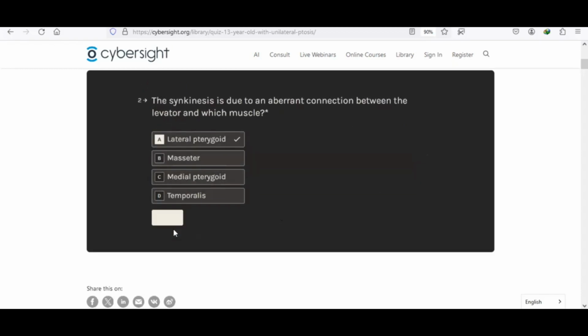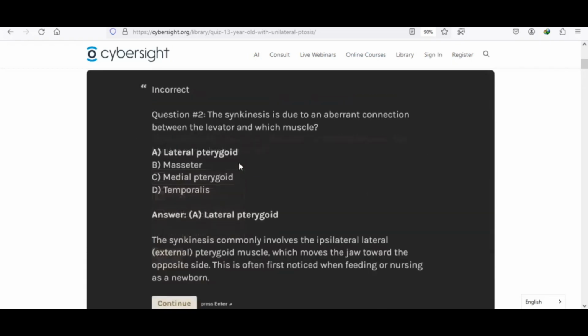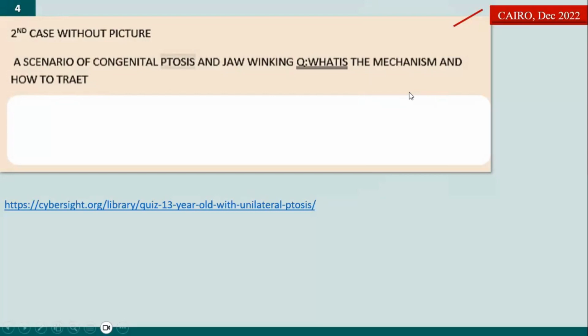Let's continue here. The synkinesis is due to an aberrant connection between the levator and which muscle? Lateral pterygoid muscle. In some references, it's called lateral pterygoid or external pterygoid, the same thing, which moves the jaw to the opposite side. It is discovered early when feeding or nursing. So as you can see here, it's almost the same.